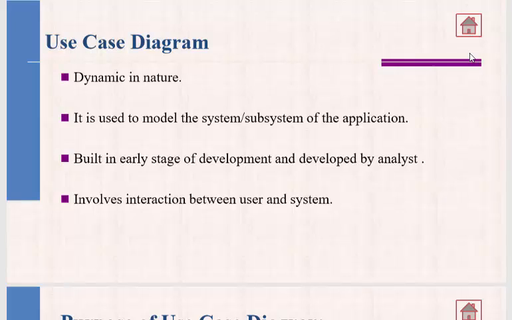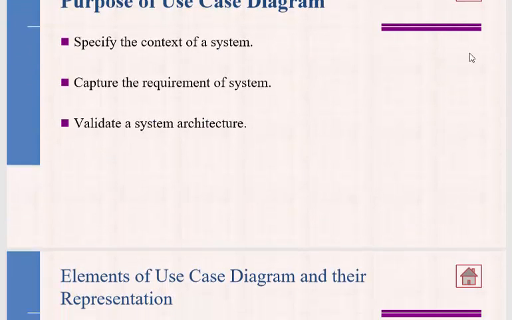I'm going to talk about the use case diagram. It's dynamic in nature. It's used to model the system and subsystem of the application. Built in the early stage of development and developed by analysts, it involves interaction between the user and the system.